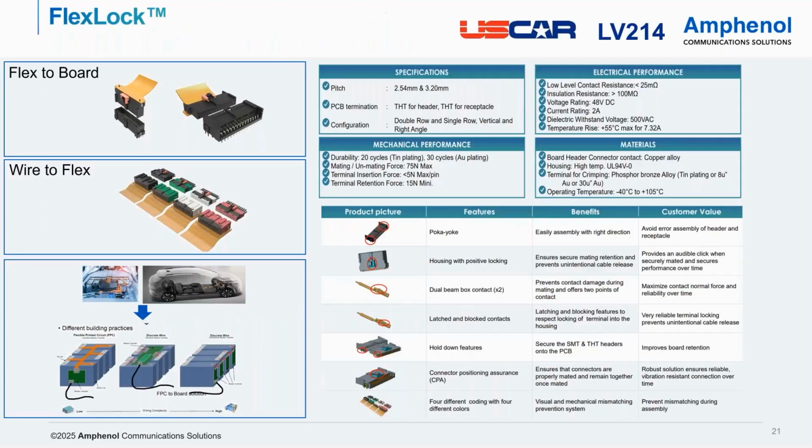We have as first Flex Lock. Flex Lock is a 2.54 and 3.2 millimeter connector, which is initially designed for BMS systems. But nowadays it can also be used in other applications or other fields. So we have a flex to board and we have a wire to flex. The flex to board you can have in a vertical and a right angled version, and the wire to flex you can have, of course, in straight versions.